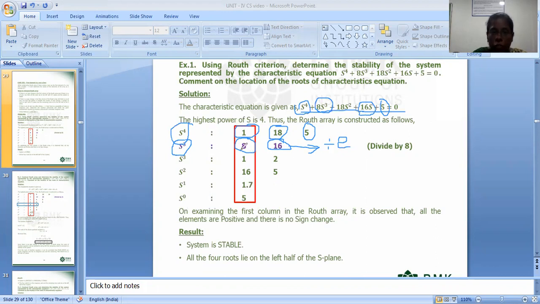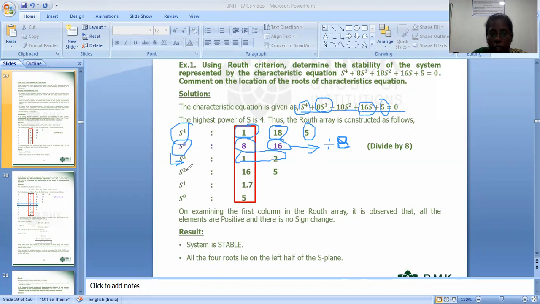So what I'm doing is just dividing this row by 8, right? Then this row will become 1 and 2, because 8 by 8 will become 1, 16 by 8 will become 2. Again, I'm writing the same s cube row alone, I'm not changing the row, just simplifying the s cube row, and I'm writing it as 1 and 2. Instead of 8 and 16, after simplifying it will become 1 and 2, right?